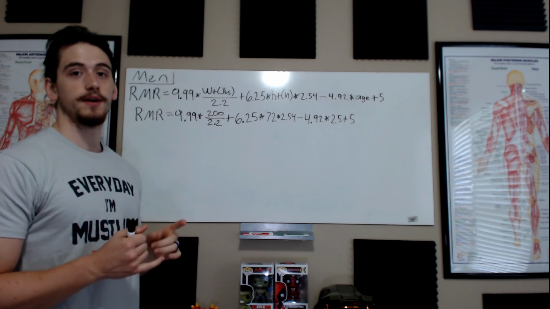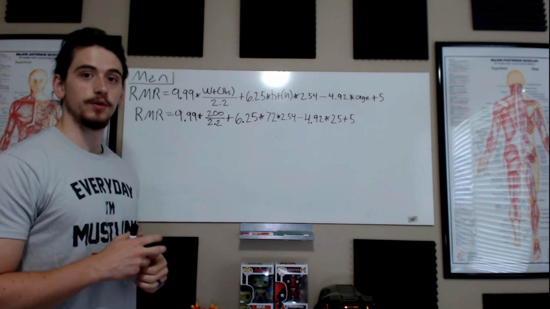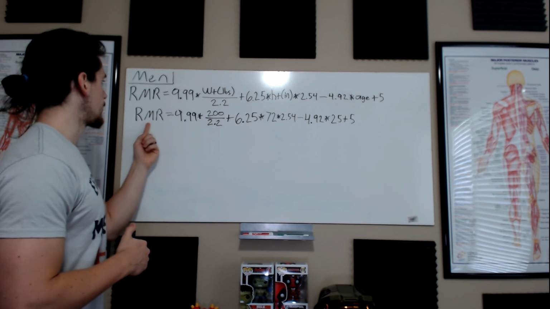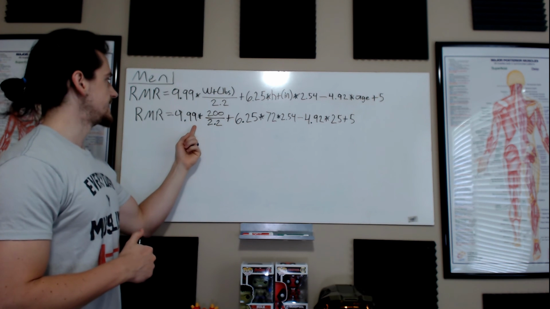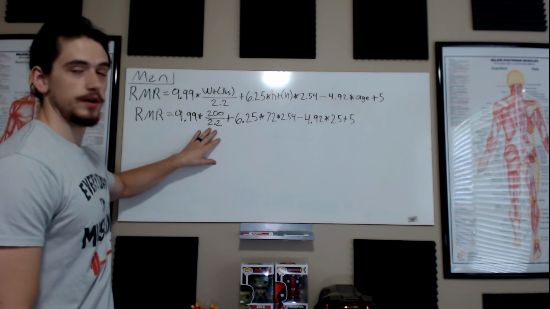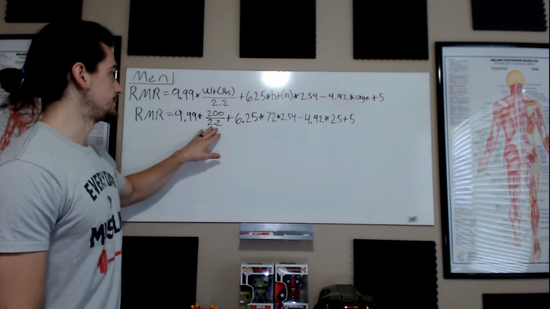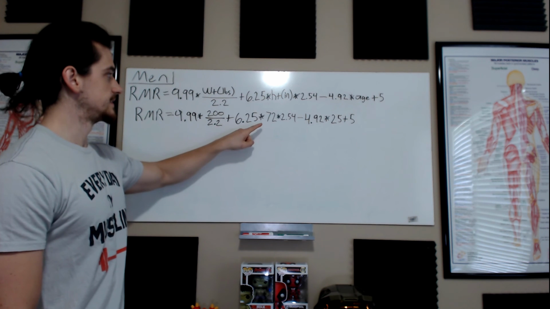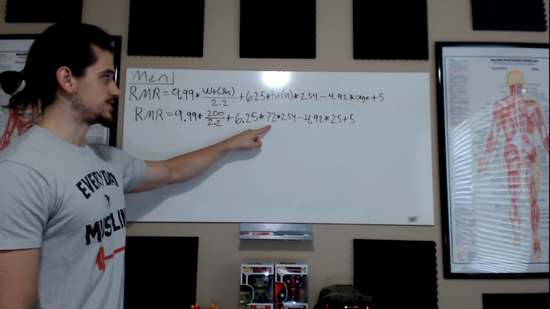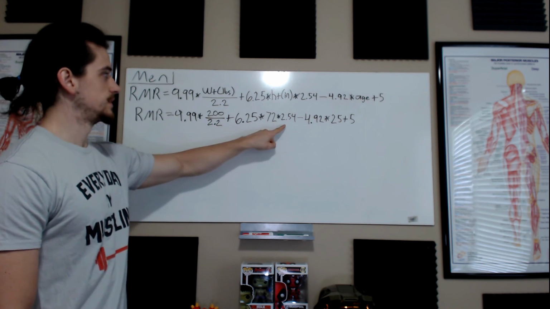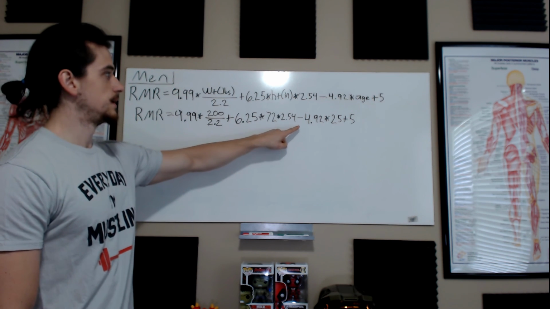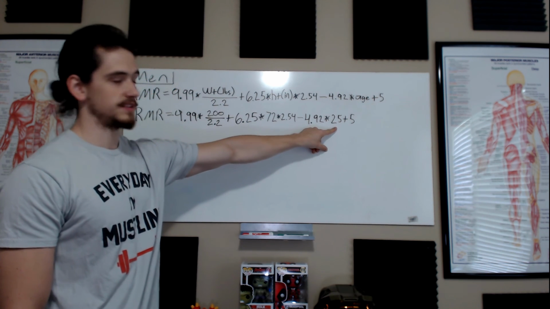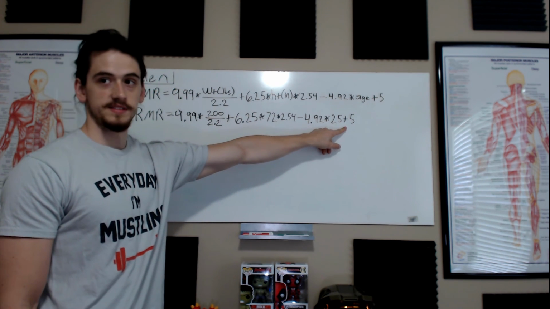So I forgot to mention that our 6 foot 200 pound male is going to be 25 years old. So we have RMR equals 9.99 times 200 pounds divided by 2.2, plus 6.25 times 72 inches times 2.54, minus 4.92 times 25 years old, plus 5.